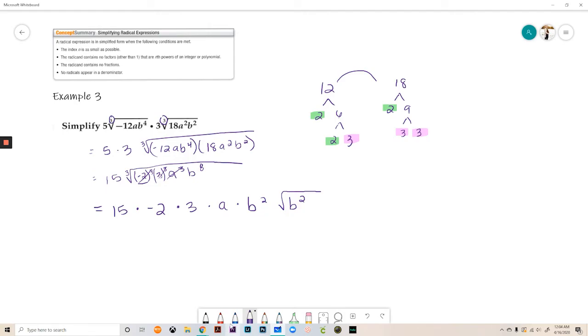So now we can simplify even further. We could do 15 times negative 2, which is negative 30, times 3, which is negative 90, times a, times the third root of b squared.